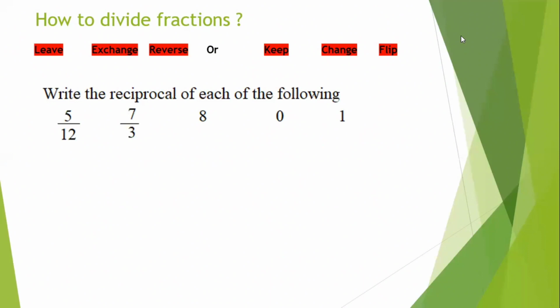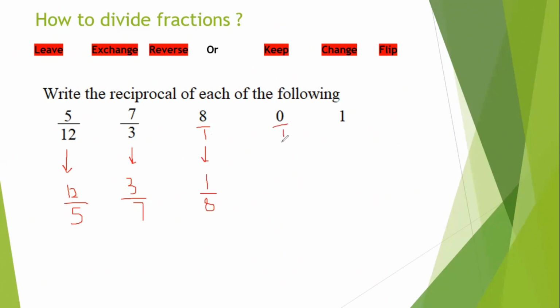Write the reciprocal of each of the following. First, 5/12. It will be 12/5. 7/3, it will be 3/7. What about 8? Actually, it's 8 out of 1. So it will be 1 out of 8.